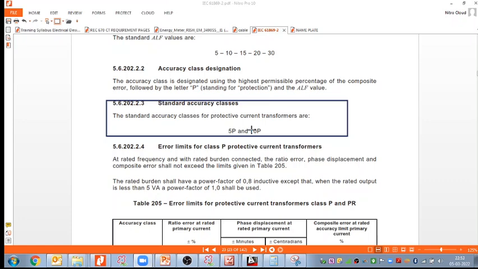So that is why in general 10P we do not consider or select to use in the industry, unless any client is asking for it specifically. Otherwise we do not take 10. Same as metering, 3 and 5 we do not take. So now one option is left.